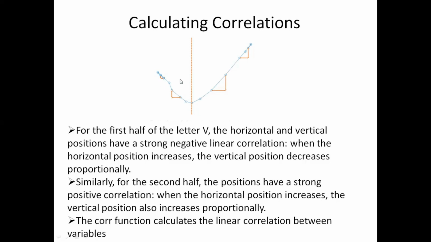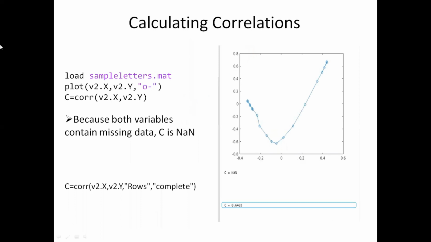When you come to the next half, as the x value increases, the y value also increases. So there is a positive correlation in the second half of the alphabet V. Such correlation between the data points can be computed using the corr function in MATLAB, which calculates the linear correlation between different variables. We will see how this calculation is done.